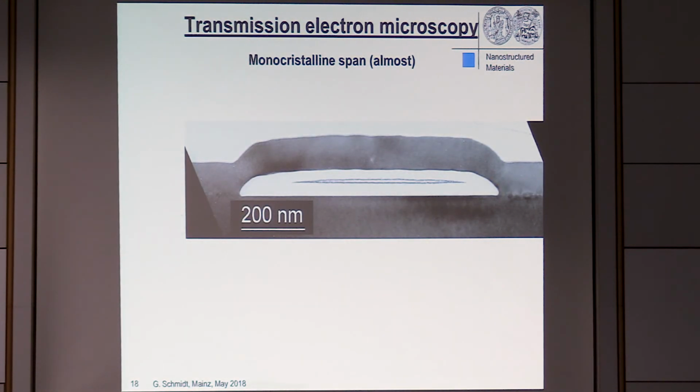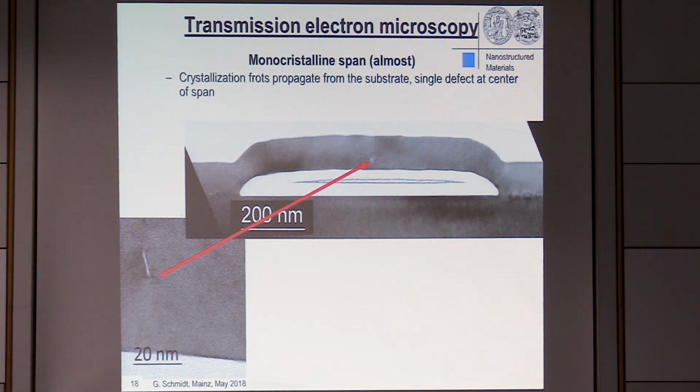Then we first had a look at the crystalline quality. So what you see here now are all images taken by cross-sectional transmission electron microscopy. So we made a cut along the bridge. We took a slice out of the bridge, and we looked through the material. And you basically can see a very interesting effect. I do not have a lot of close-ups from this part, but I can tell you this is monocrystalline.